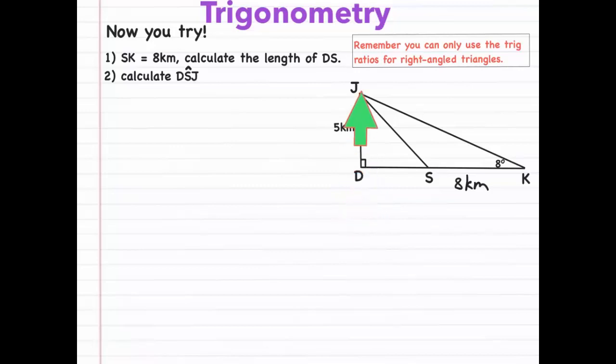So let's go and look at the big triangle, because JDK is also a right angle triangle. And here we have one of the other angles, and we have one of the sides. So that means we can calculate another side. So let's think about this. If I calculate DK for the big triangle, then I can just subtract the 8 kilometers and I will have DS, and that's what they ask me.